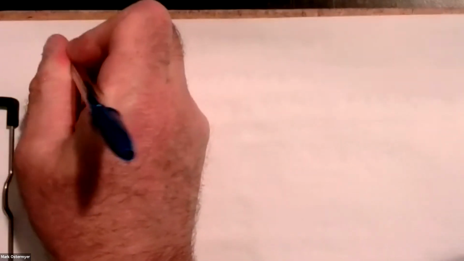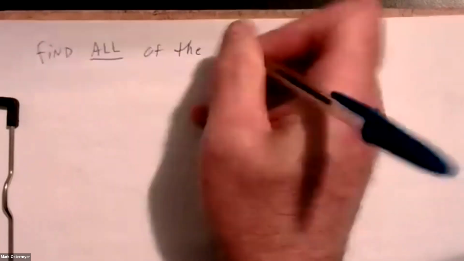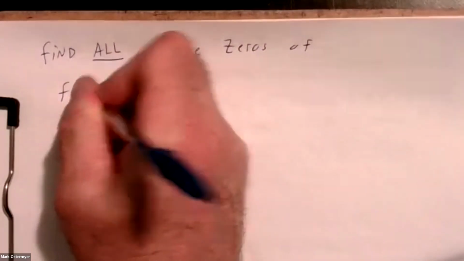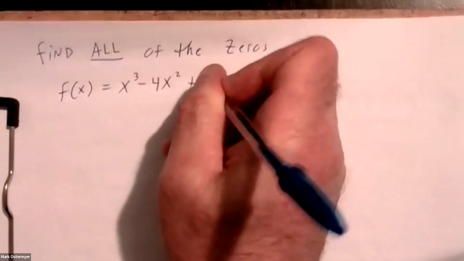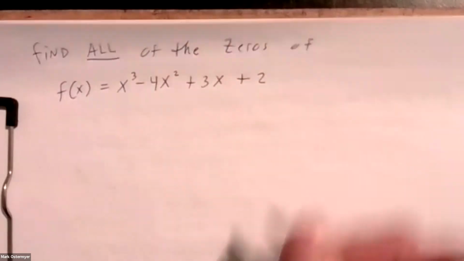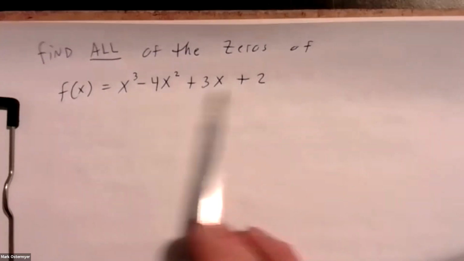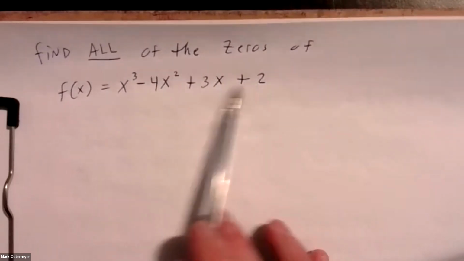Here's the next situation here. Suppose we want to find all of the zeros of this polynomial function, f of x equal to x cubed minus 4x squared plus 3x plus 2. Suppose we want to find all the zeros of this third degree polynomial function here. I got a question for you. Let's say we go back to elementary and intermediate algebra. Could we factor this 4-term polynomial by using the grouping method? Would grouping work here?